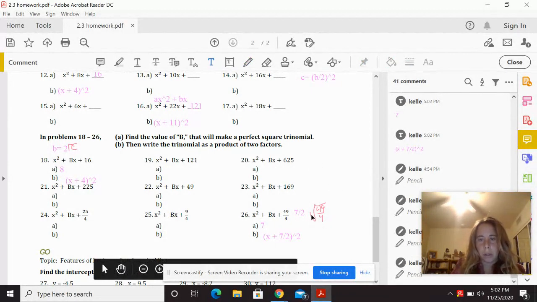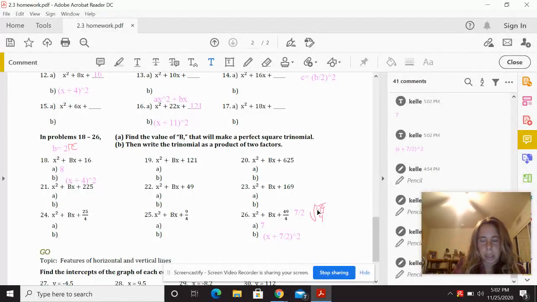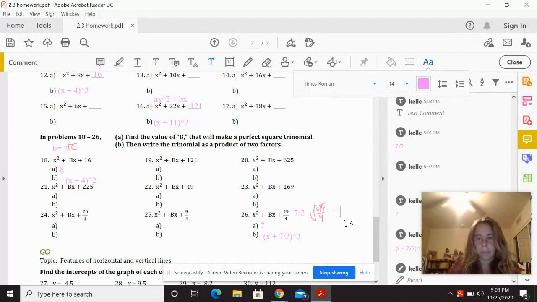So what you can do is just put the radical on the 49 and on the 4. So then you just do the square root of 49, which equals 7. And then the square root of 4 is 2. Because 7 times 7 is 49, and 2 times 2 is 4. I hope that makes sense.